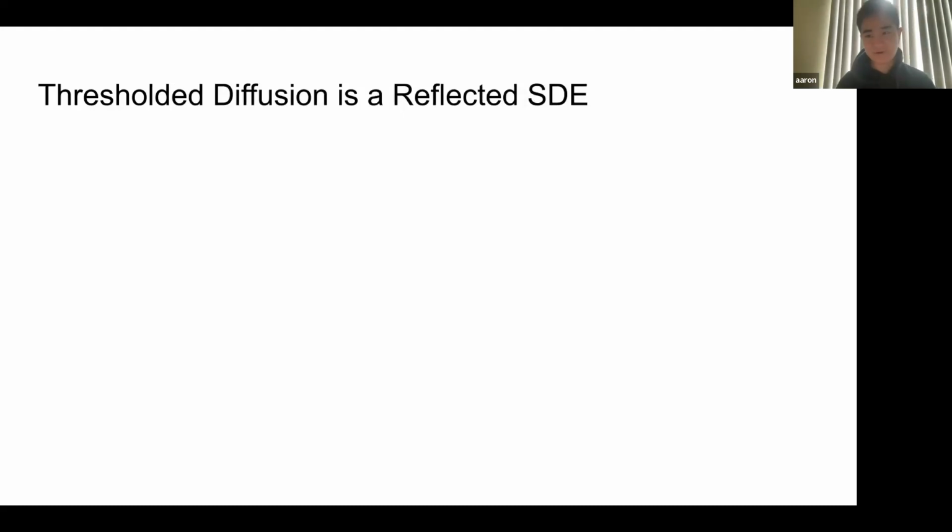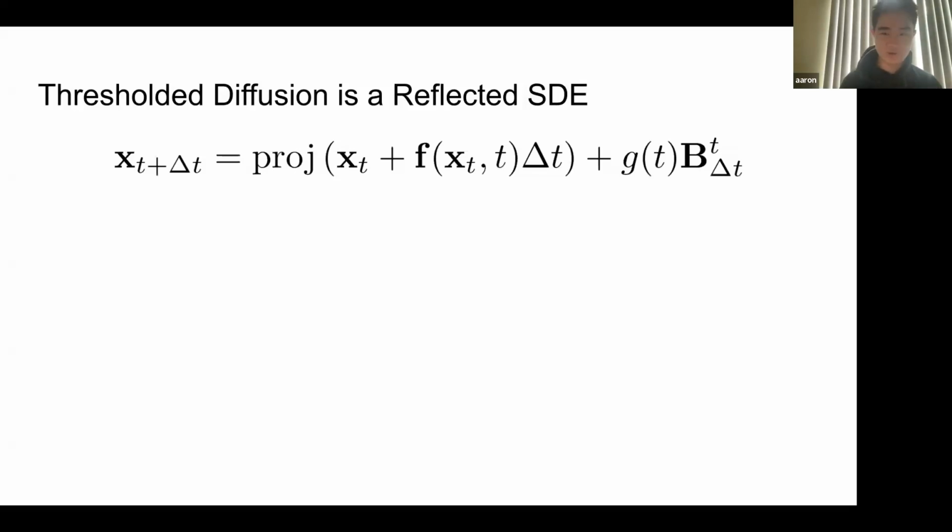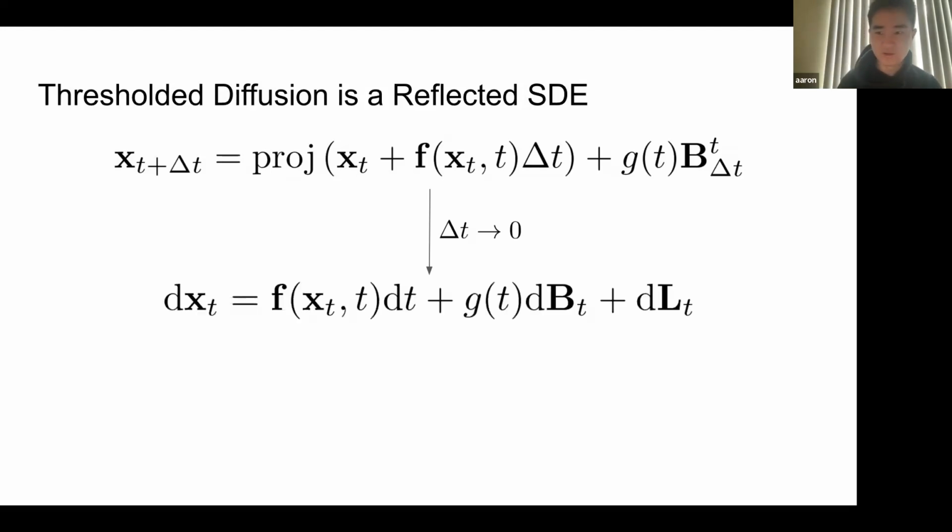So the key insight of our paper, so to speak, is that when you threshold, at the limit, it becomes a reflected SDE. In particular, if we take this general thresholded Euler-Maruyama step, which is given here, this is x_t plus f(x_t), all stuff we've seen before, but now we have this projection operator on the mean after each step. Once we take the time step to go to 0, what this effectively recovers is this reflected SDE. We've seen most of the stuff here. We know what f is, we know what g is, we know what B_t is, this Brownian motion. The only new thing here is this dL_t.